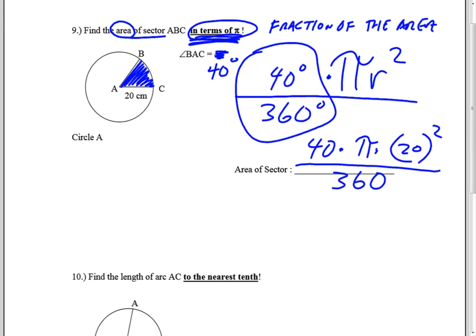You'll notice I did not put in 3.14. When you see the phrase in terms of pi, you're doing less work. You're not putting in 3.14, and we're not rounding. So, no 3.14, no rounding.